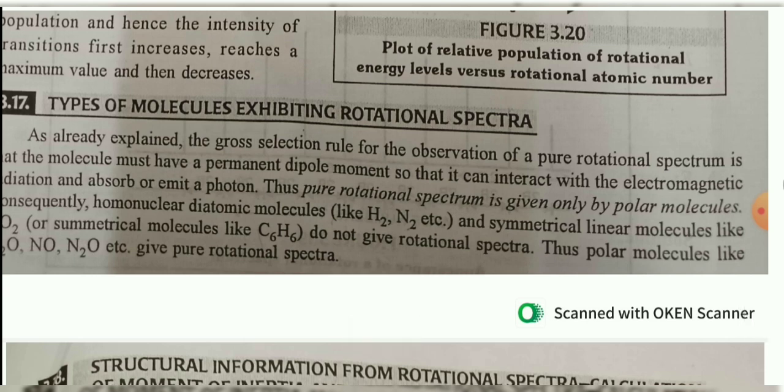Heading 3.17. Types of molecules exhibiting rotational spectra. As already explained, the Gross selection rule for the observation of a pure rotational spectrum is that the molecule must have a permanent dipole moment so that it can interact with the electromagnetic radiation and absorb or emit a photon. Thus, pure rotational spectrum is given only by polar molecules. Consequently, homonuclear diatomic molecules and symmetrical linear molecules like CO2 do not give rotational spectra. Thus, polar molecules like NO, N2O, etc. give pure rotational spectra.